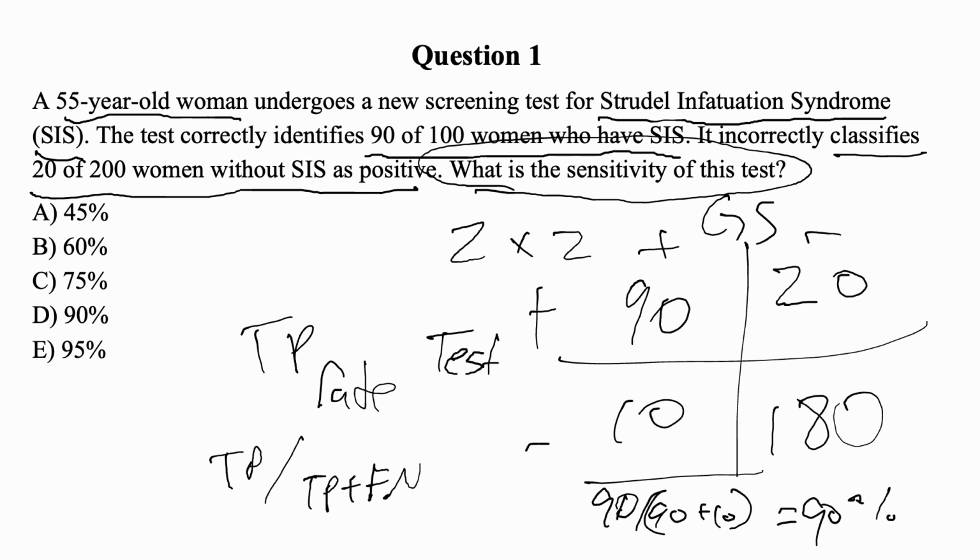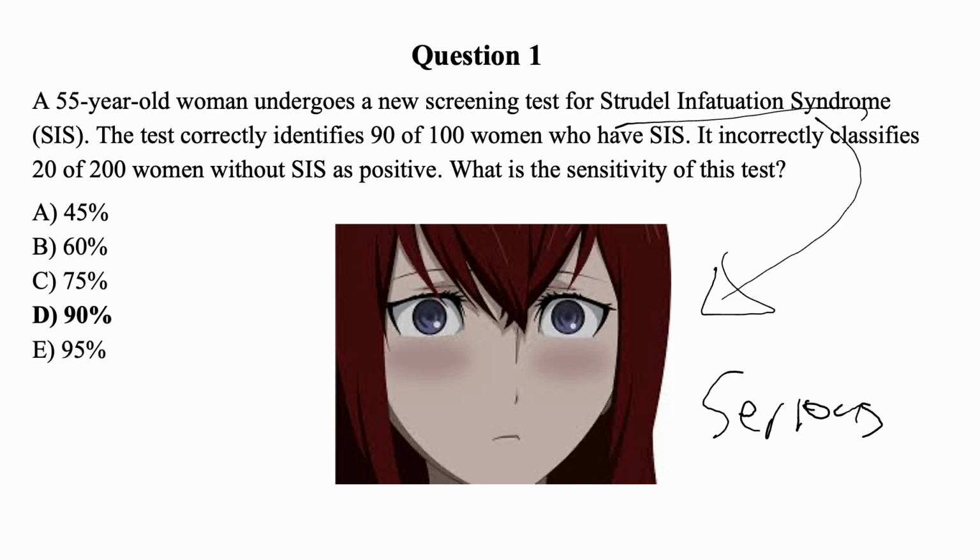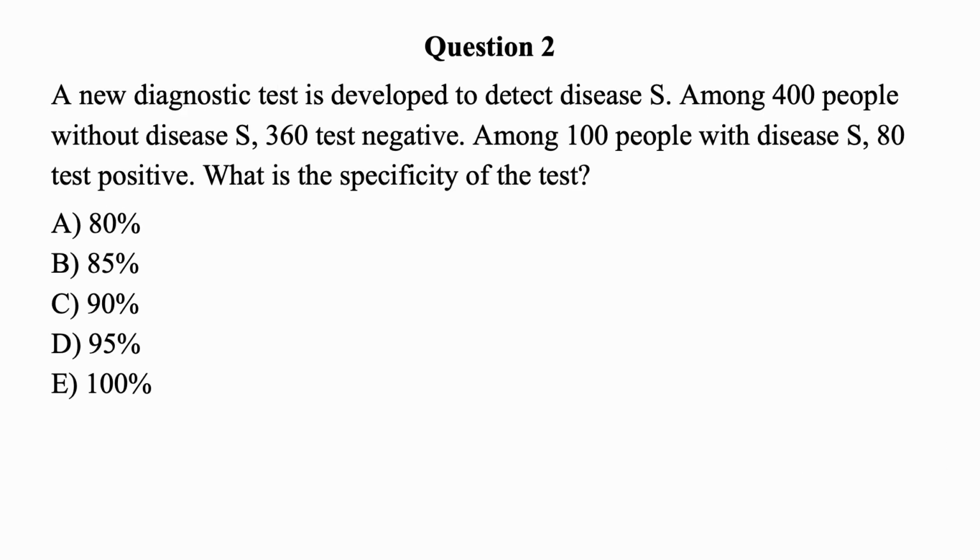So let's see. I picked D. That is correct. And this is someone who's affected by SIS, very serious. Not so good. And some would say it's really not so good.